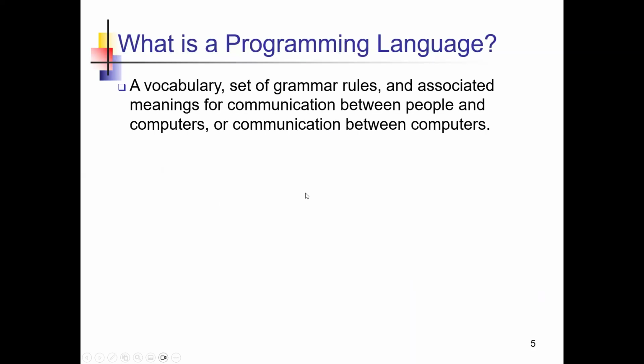So what is a programming language anyway? Here we say it is a vocabulary, also a set of grammar rules and associated meanings for communication between people and computers, or communication between computers. Now, a programming language can be the same as, let's say, the English language or French. We may have some vocabularies. We may have some rules we have to follow, especially grammatical rules. Normally in programming language, we call that the syntax. That's the grammatical rules. And also the associated meanings. In this case, that will be semantics. So a programming language consists of syntax and also the semantics, the meaning.